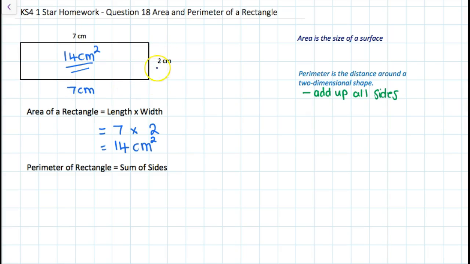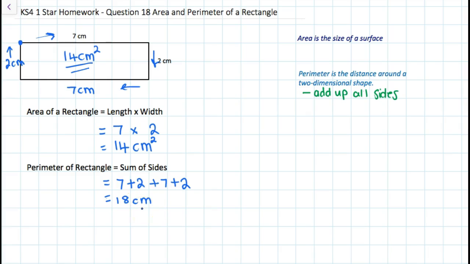We've got 2 centimetres there, which means this side is also 2 centimetres, and we need to add all these up together. So in this case, we've got 7 add 2, add 7 add 2. So that takes us from this corner here all the way around each side of the shape until we get back to the beginning here. So when we add these up together, the 7 add the 2 gives you 9, add the 7 gives you 16, add the 2 gives you 18. Now this is just a measurement of length, so the units are just centimetres in that case.